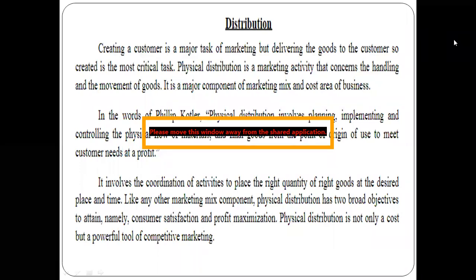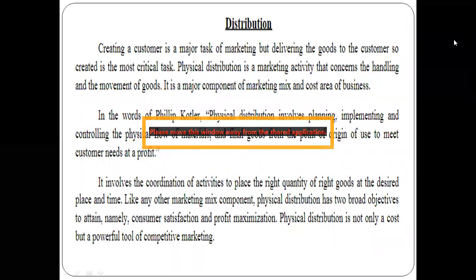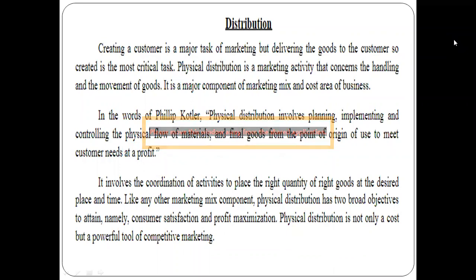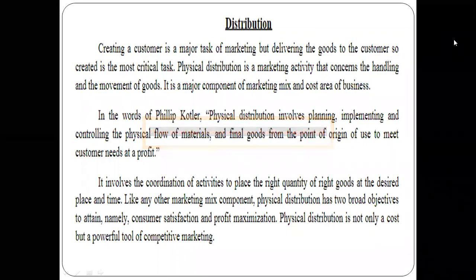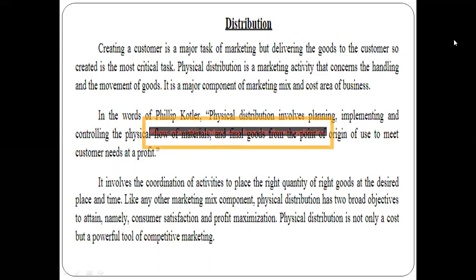In the words of Philip Kotler, physical distribution involves planning, implementing and controlling the physical flow of material and final goods from the point of origin to the point of use to meet customer needs at a profit. So physical distribution is not only a cost but a powerful tool of competitive marketing.